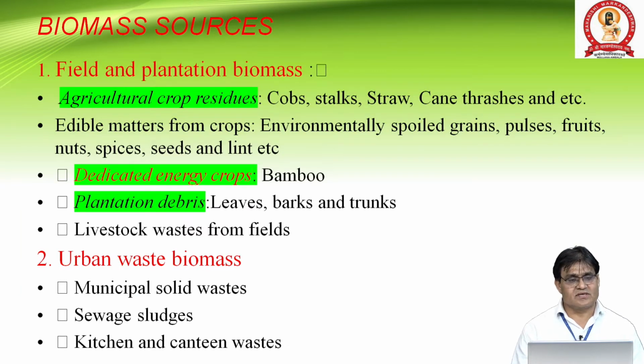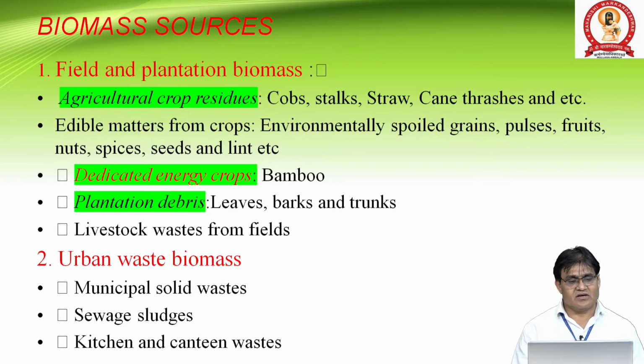Biomass sources: field and plantation biomass. First we see field and plantation biomass. That is agriculture crop residue. From agriculture crop residue come cobs, stalks, straw, cane trash, etc. Edible matter from crops: environmentally spoiled grains, pulps, fruits, nuts, spices, seeds, etc. Third, dedicated energy crops, bamboo. Plantation debris, leaves, barks and trunks. Livestock waste from the fields.